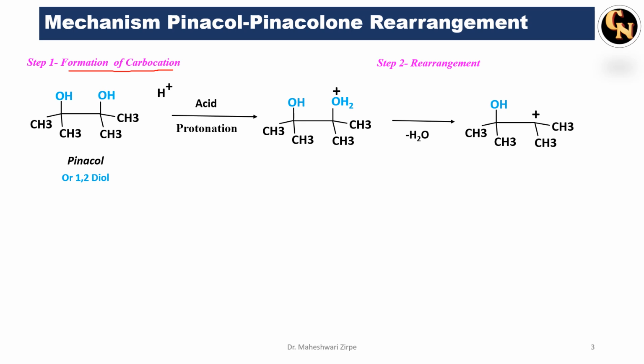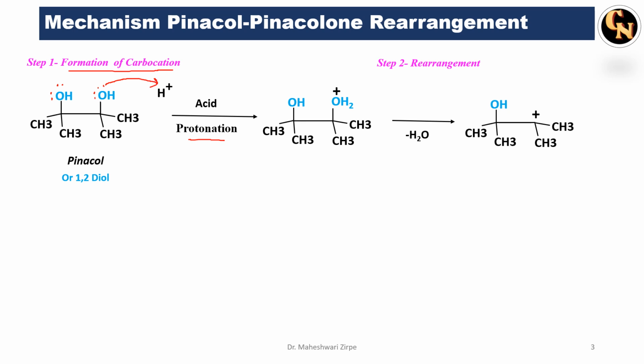Before formation of carbocation, when we are treating with acid, protonation takes place. What happens is protonation takes place. Your OH groups, because they carry 2 lone pairs, one of the OH groups is going to grab the proton.